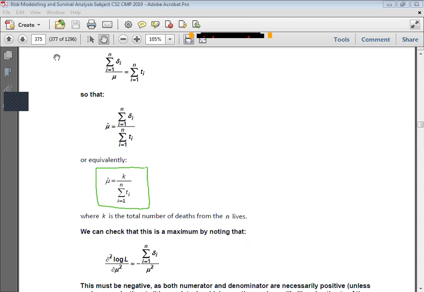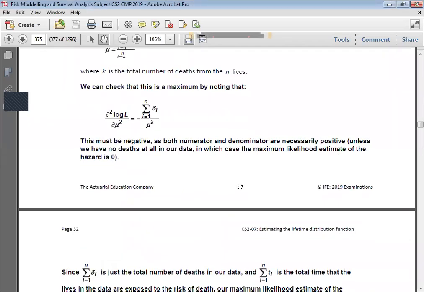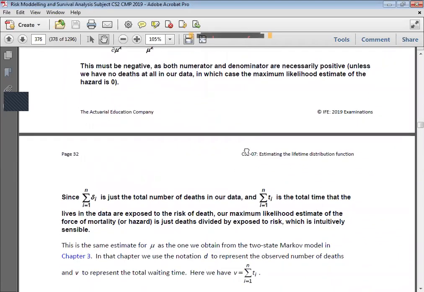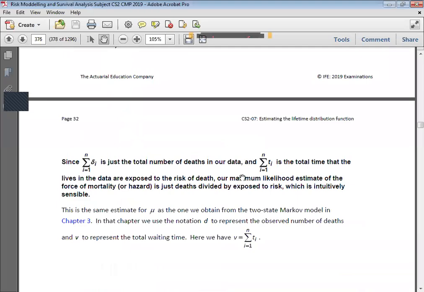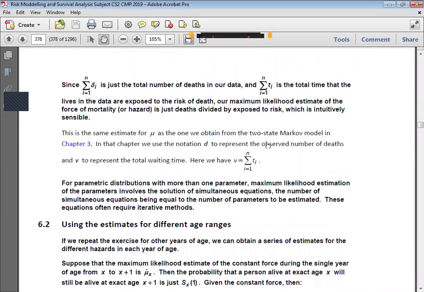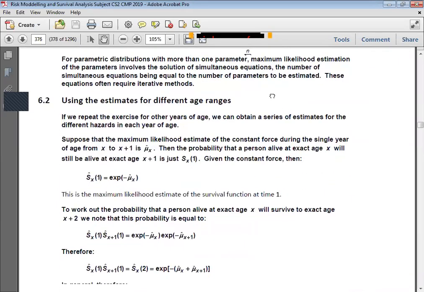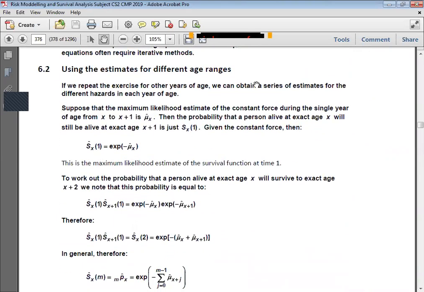But now if you see, the summation of TI is actually equivalent to V, which used to denote the waiting time in our previous chapter. So that is what you will have here. And again, you only had one parameter here, so this was straightforward. But if you have more parameters, you will have to do the same thing again and again, and you will have to determine those values. And then basically you'll get some simultaneous equations and then you'll solve them together.